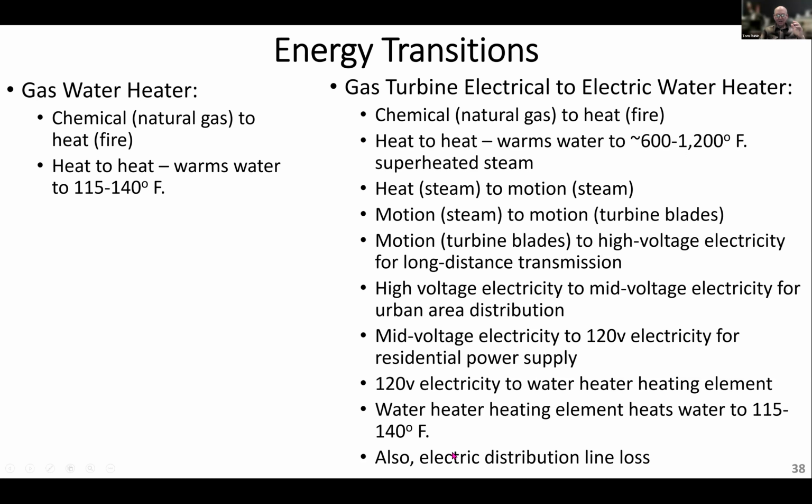And one other thing I forgot is electric distribution. You have what we call line loss. Unless you have supercooled superconductors, you're going to be losing 4, 6, 8% of the power when you transmit it several hundred miles. Just the nature of the beast, you cannot escape it.